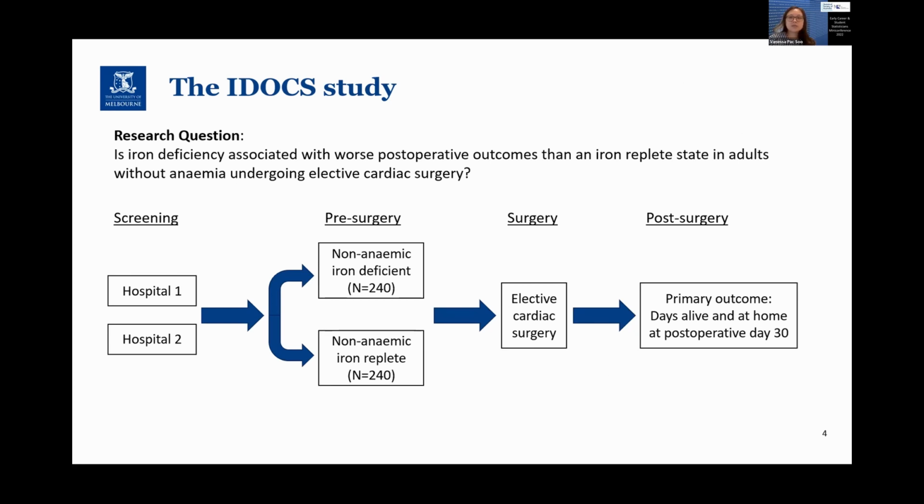So this slide summarizes the study design. Adult patients without anemia were screened following listing of elective cardiac surgery at 2 hospitals in Melbourne. We identified non-anemic, iron-deficient and iron-replete participants using the results of routine preoperative blood tests. 240 participants were recruited in each group, and the participants had surgery and were followed up at post-operative day 30.